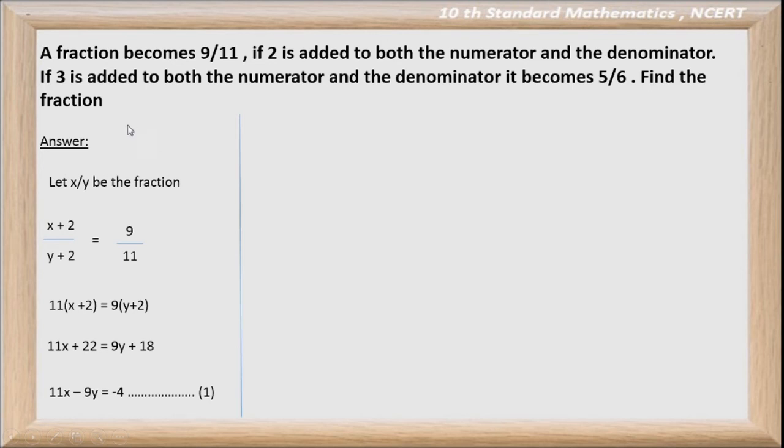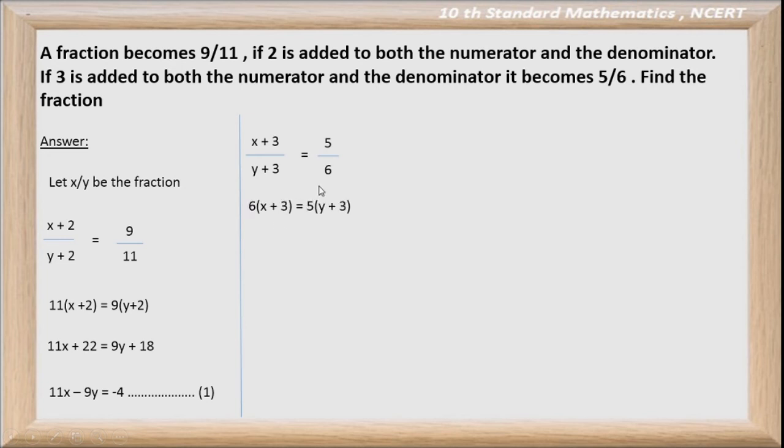The second equation, how we can find? See this? If 3 is added to both numerator and the denominator, it becomes 5 by 6. So what is the fraction? X by y be the fraction. In that we are adding 3 in both numerator and denominator. So x plus 3 by y plus 3 equal, the fraction becomes 5 by 6. See here, 5 by 6.